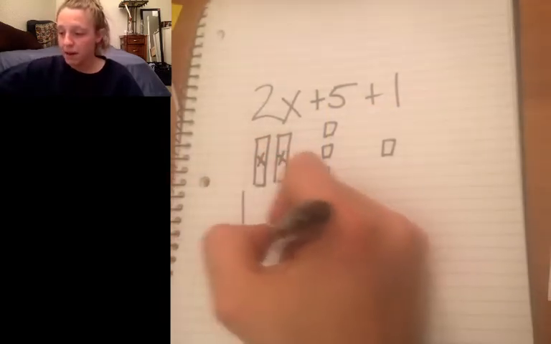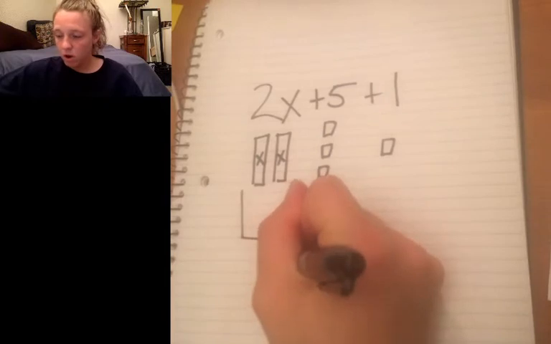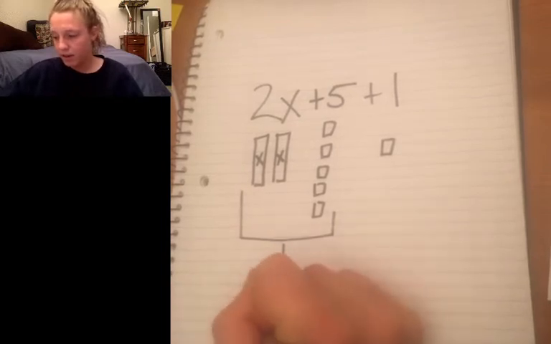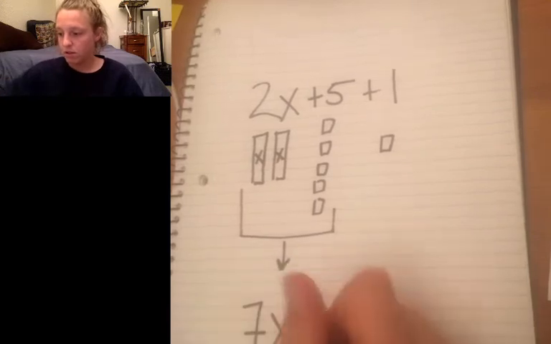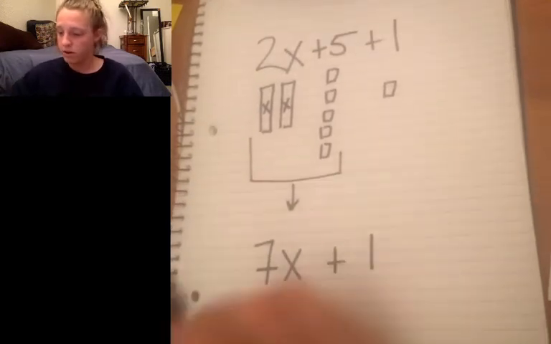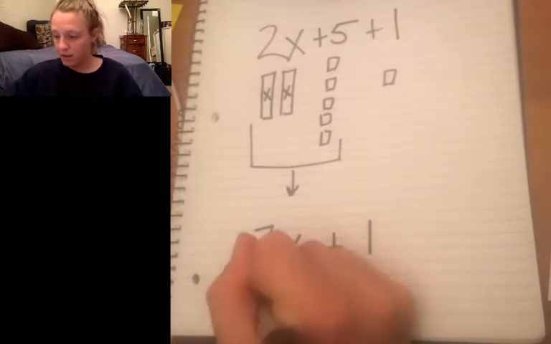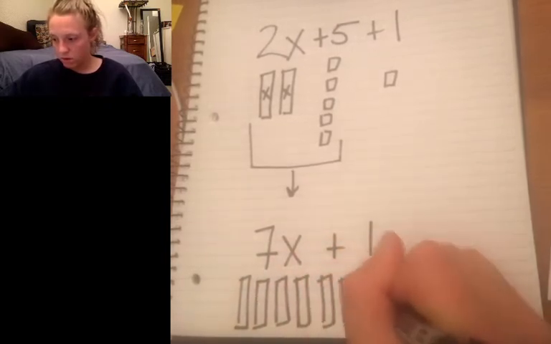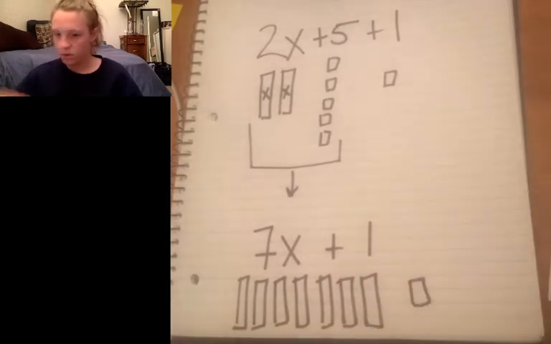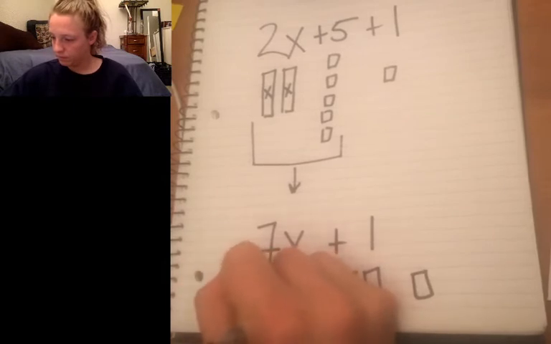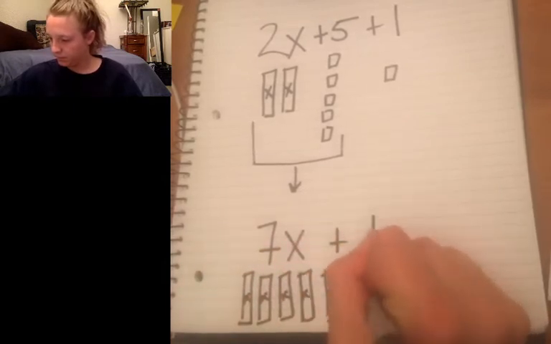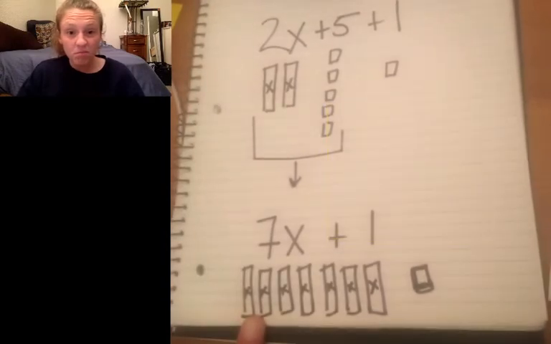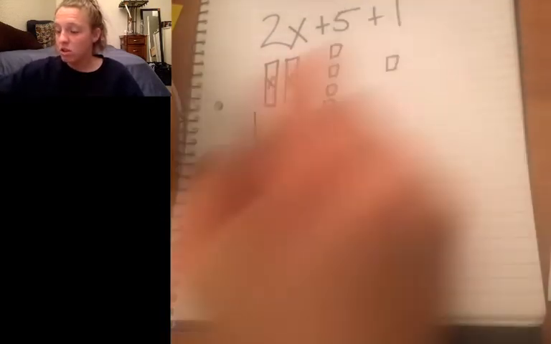What you can't do is combine these two things. See how these aren't alike? They're not the same thing. This does not turn into 7x plus 1, because if we drew out 7x plus 1, we'd get something that looks like this. And this is a 1 square. These are not the same, which means these are not equivalent.